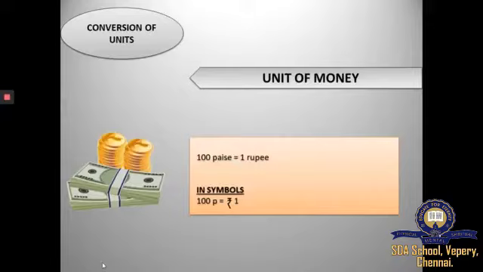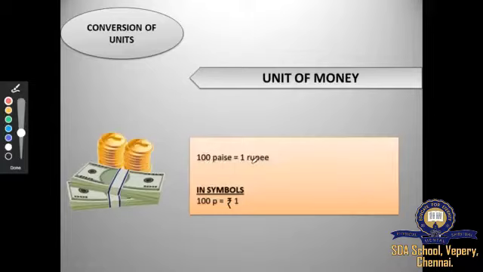Conversion of units, unit of money. We use pies and rupee to represent money, right? So here is the relationship between pies and rupee. 100 pies is equal to 1 rupee. In symbol, we can write like this.